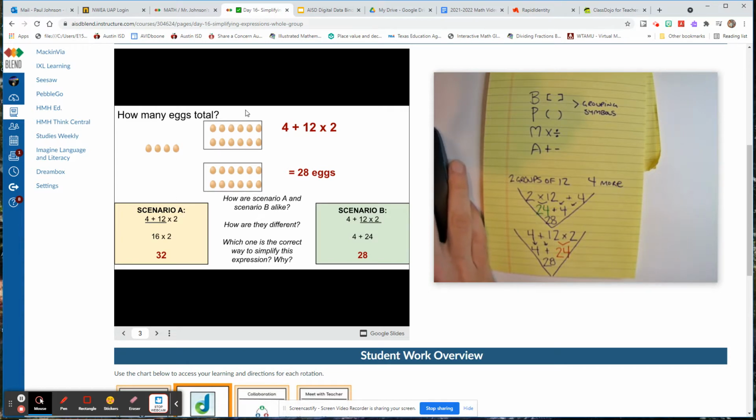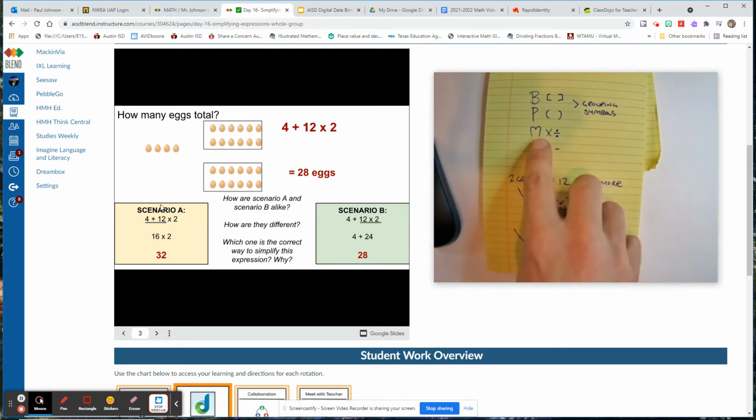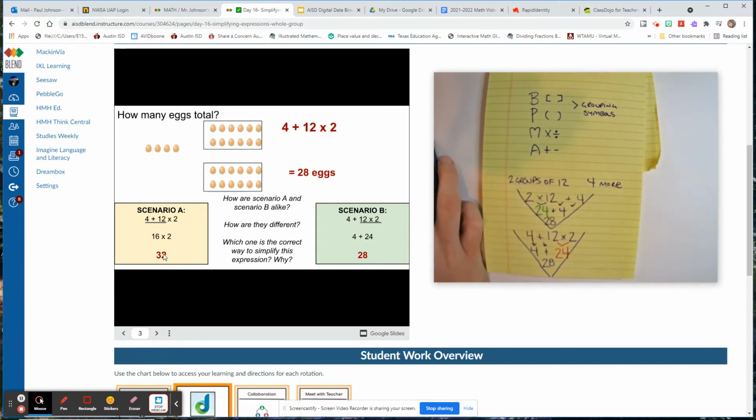No. So if we didn't follow the order of operations, it could never get to that answer. That doesn't work with this picture. There's no way that we can make 32 eggs when we don't even have 32 eggs. But in this situation, because they tried to add before they multiplied, remember, you have to multiply and divide before you can add and subtract. All right, they got the wrong answer.